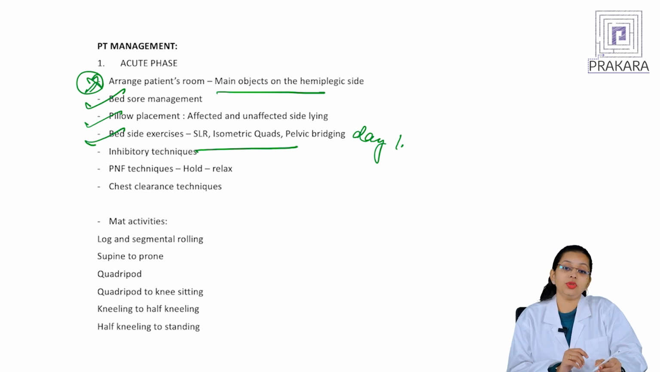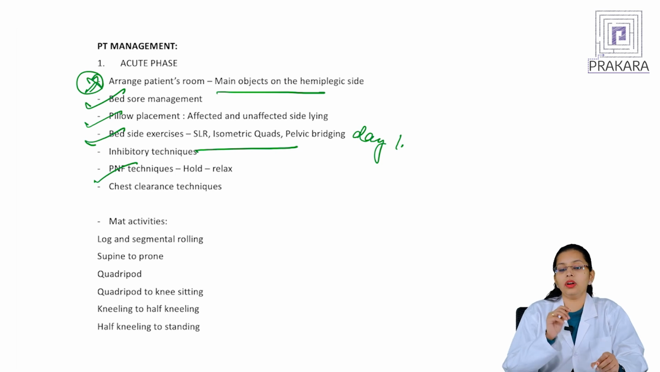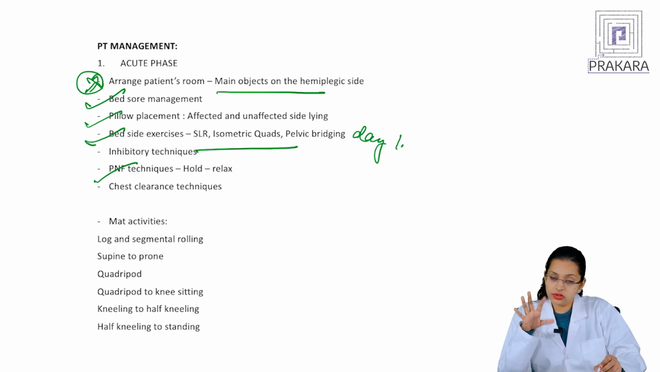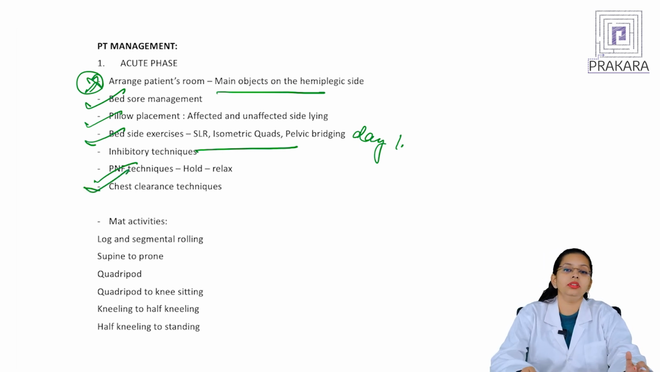You have PNF, which works fantastic in them, like your hold-relax, contract-relax techniques work very, very well to start with. Also, once you see that the synergy pattern is breaking a little, you can start with D1, D2 patterns also. Chest clearance techniques: make sure that you encourage the person to do diaphragmatic breathing, and chest clearance has to be done. Huffing, coughing has to be practiced by the patient.